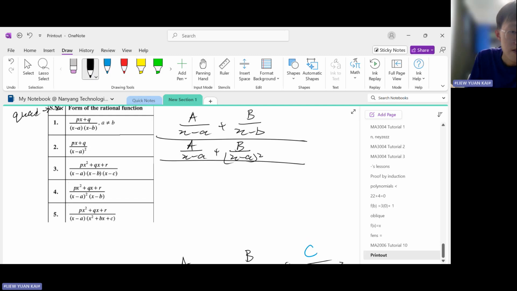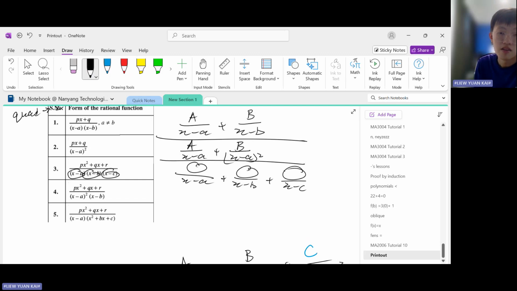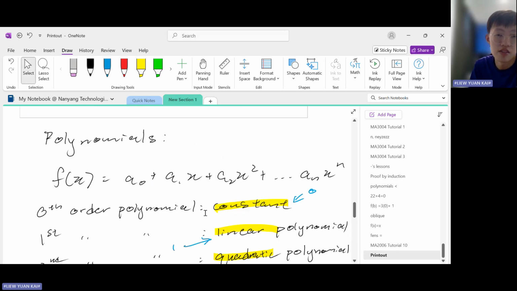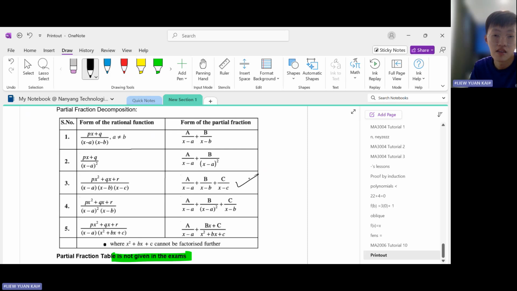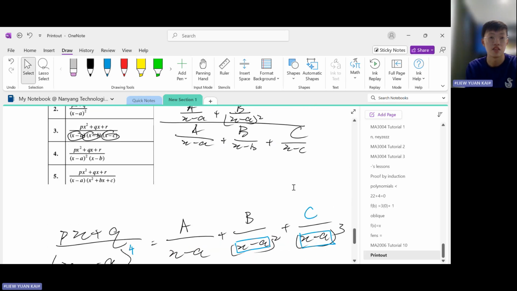So the next one, first write out the separate factors. As the denominator, x minus A, x minus B, and x minus C. Then at the top, remember, one order less than the bottom. All of these are linear, so one order less than linear is a constant. So all these are just constants: A, B, C. Let me check if it's correct. Yeah, it's correct.